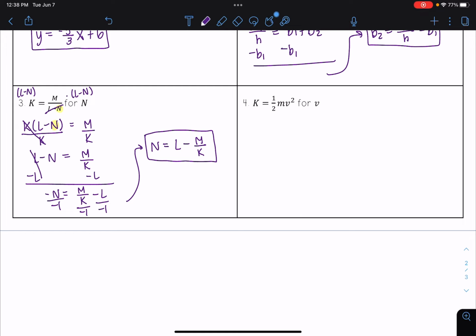Okay, let's do one more. So here I'm wanting to solve for v, so I'm going to get v by itself. First, I see there's that 1/2, so to get rid of that 1/2, I can multiply both sides by 2. And so I have 2k is equal to mv squared. Here, whenever two letters are right next to each other, they're really being multiplied together. And so to get rid of that m, to undo that multiplication, I'm going to divide both sides by m. So I have 2k over m is equal to v squared.